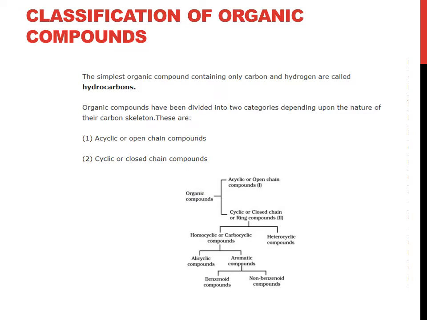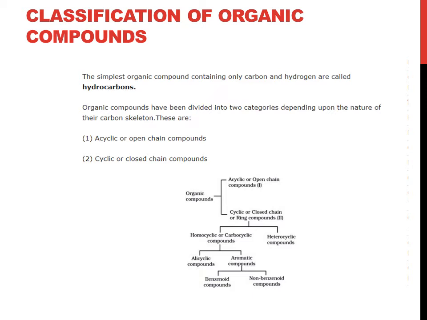Classification of organic compounds. The simplest organic compounds containing only carbon and hydrogen are called hydrocarbons. Organic compounds have been divided into two categories depending upon the nature of their carbon skeleton. These are number 1, acyclic or open chain compounds, and number 2, cyclic or closed chain compounds.